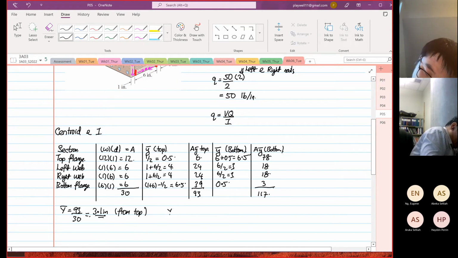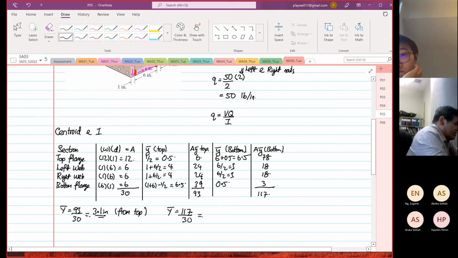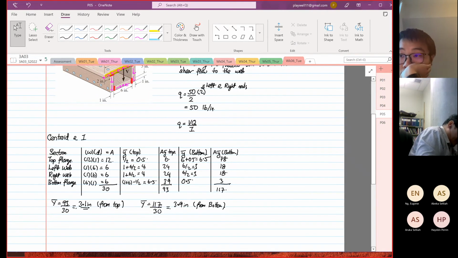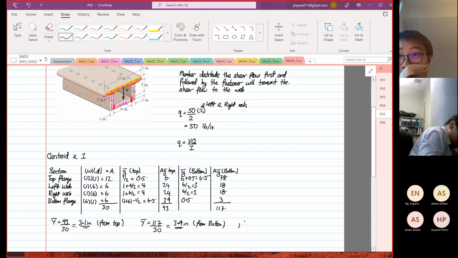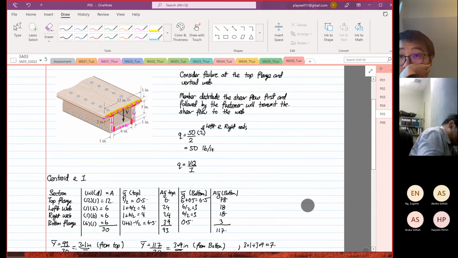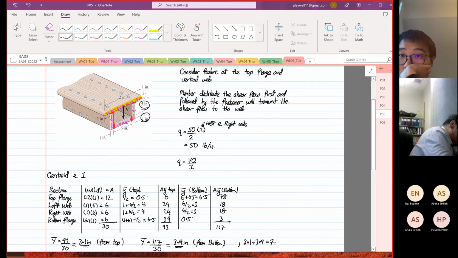And then if you do Y bar from bottom, you will have 117 divided by 30 is equal to 3.9 inch. Okay, so from bottom. Either you take from the top or bottom, if you add these two values, 3.1 plus 3.9, this is equal to 7. And 7 is correct because 1 plus 5 plus 1 is equal to 7.